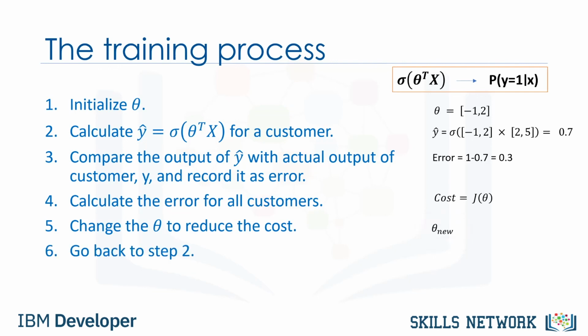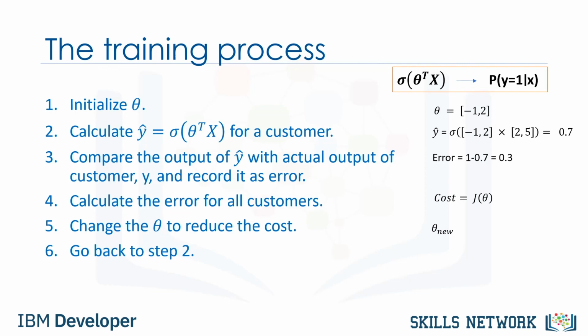Step 6. After changing the values of theta, we go back to step 2. Then we start another iteration and calculate the cost of the model again. And we keep doing those steps over and over, changing the values of theta each time until the cost is low enough. So, this brings up two questions. First, how can we change the values of theta so that the cost is reduced across iterations? And second, when should we stop the iterations?